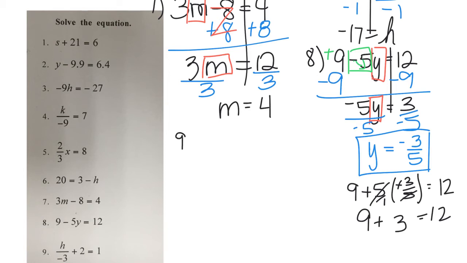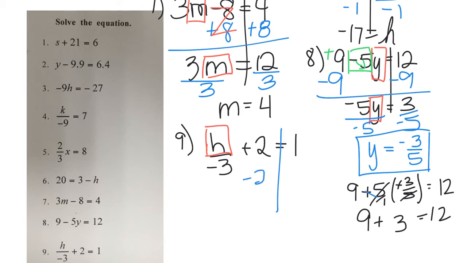And the last one on this page is number 9. h over negative 3 plus 2 equals 1. It's really important that when it's a negative number in front of the coefficient or dividing, that you multiply or divide with the negative sign. I've seen a lot of people leaving that off as well. So we have h divided by negative 3 plus 2. I'm trying to get h by itself. I'm going to start by moving the constant, minus 2. And that's h over negative 3 equals negative 1.